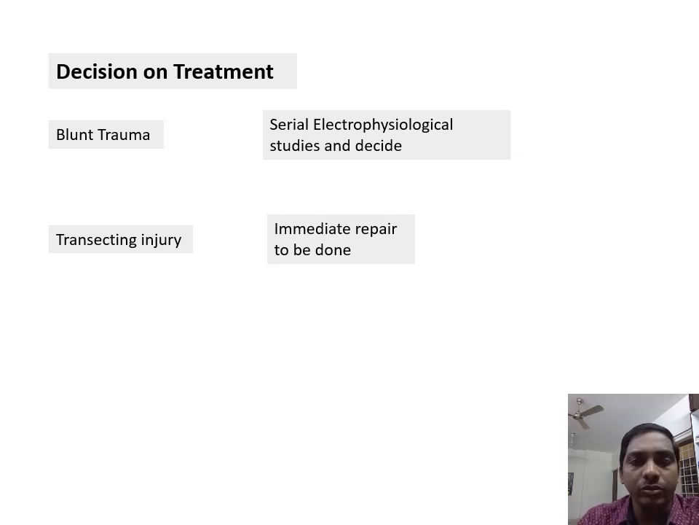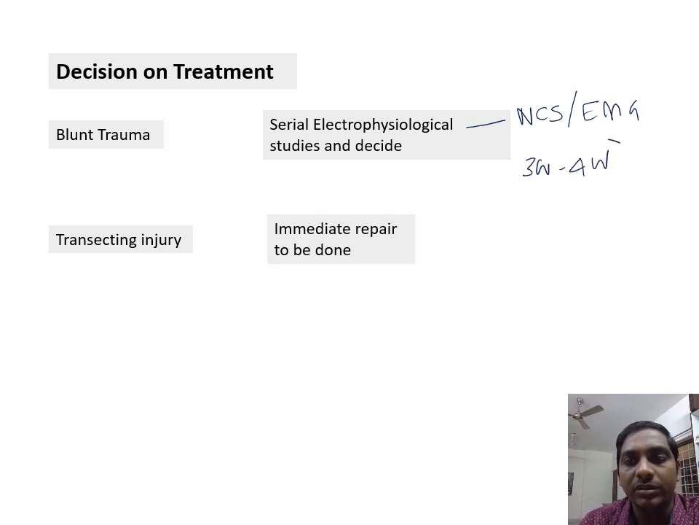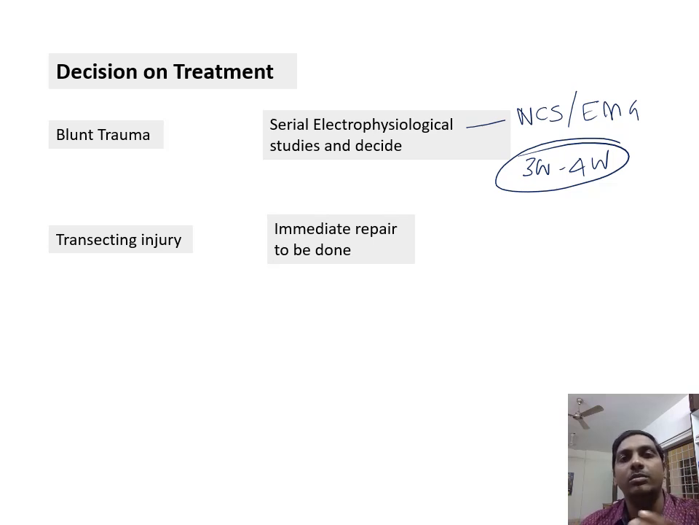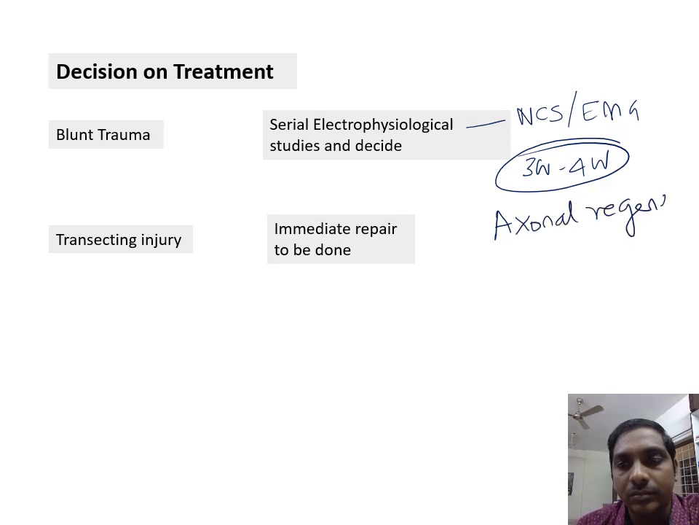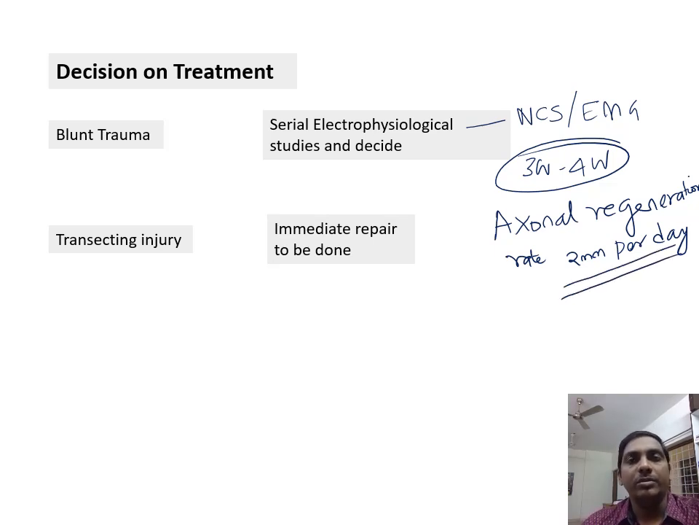What is the optimal time to do electrophysiological studies, the nerve conduction study or EMG? The optimal time is 3 to 4 weeks, because it takes axonal degeneration 12 days to complete. That means the Wallerian degeneration occurs for 12 days, and the axonal regeneration will be finally complete at the end of 3 or 4 weeks. The axonal regeneration rate is 2 millimeter per day.